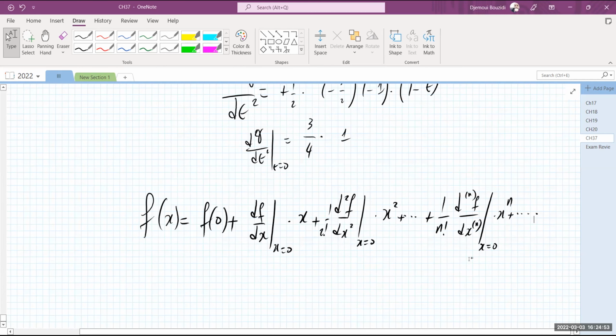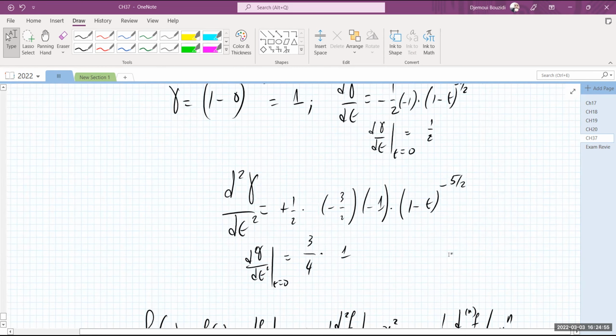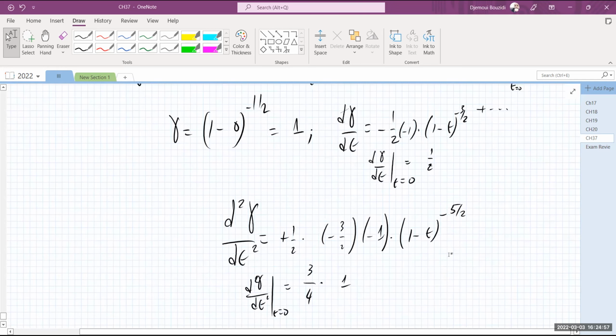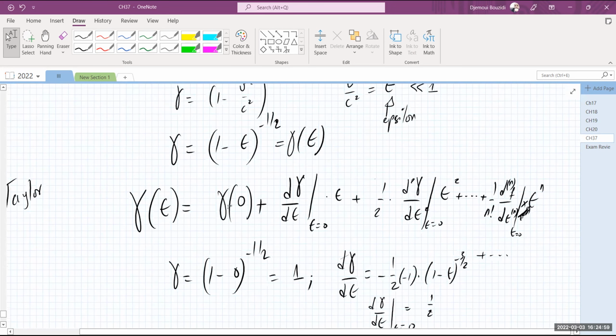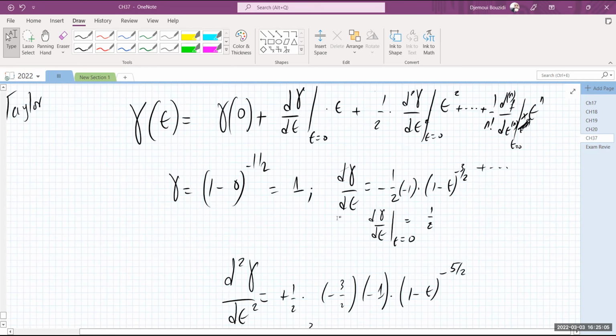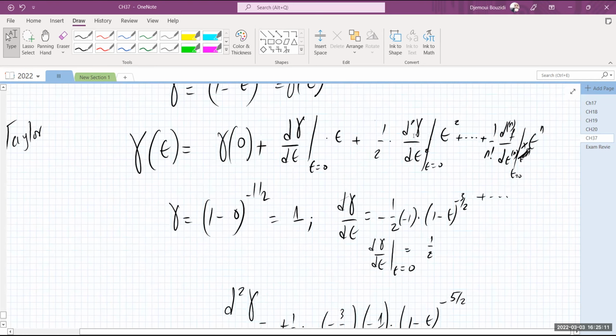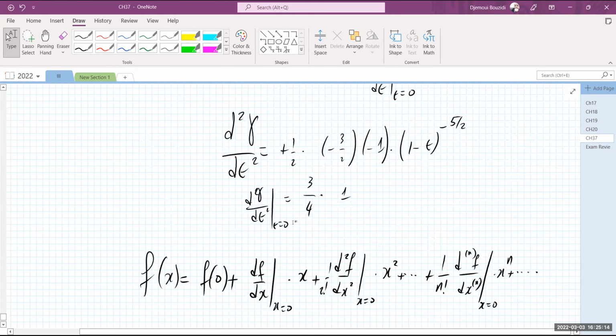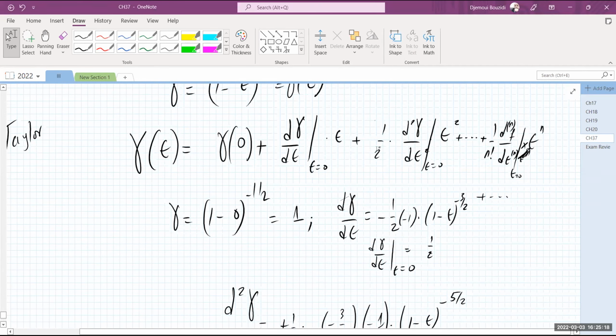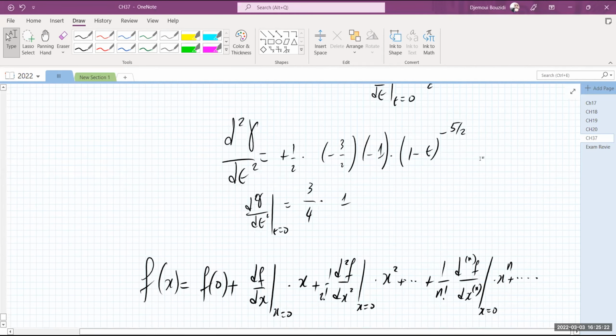Okay. So sometimes when the symbols change a little bit, things start to become strange. Anyway, the first term is 1. That's gamma of 0. The second term is actually 1/2, because when we evaluated d gamma over d epsilon, we found that it's 1/2. When we evaluated the second derivative with respect to epsilon at epsilon equals 0, that's 3/4. But don't forget that extra 1/2 in here. And everything else after that, I'm going to ignore.